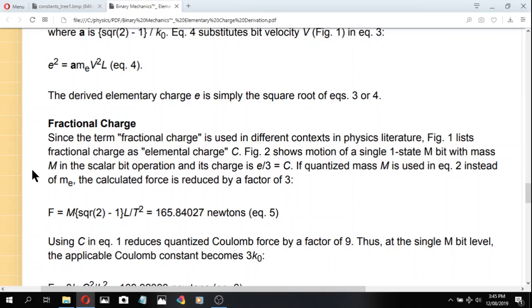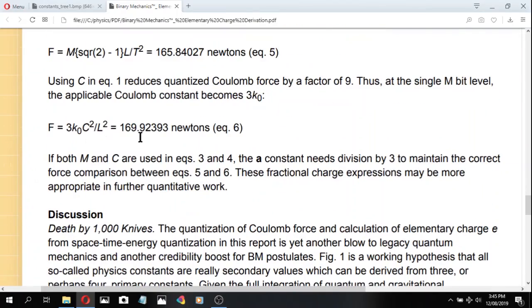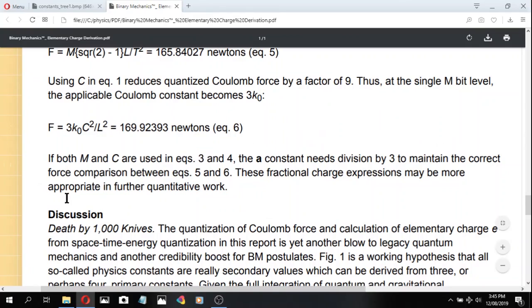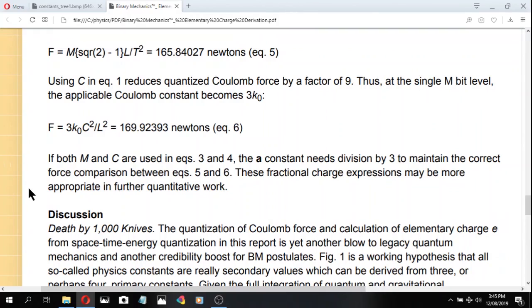If quantized mass m is used in equation 2 instead of me, the calculated force is reduced by a factor of 3. And we can see that if both m and c are used in equations 3 and 4, the A constant needs division by 3 to maintain the correct force comparison between equations 5 and 6. These fractional charge expressions may be more appropriate in further quantitative work. We started by just using the elementary charge in the presentation and then came back to the fractional charge as perhaps an easier way to present this material.